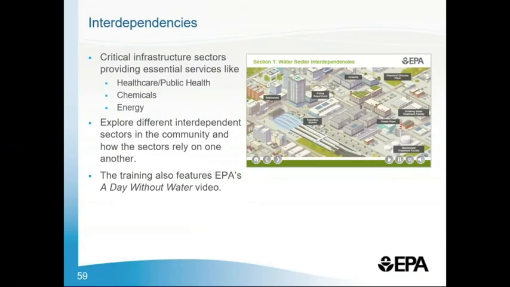I have a couple screenshots from each of these tools, and I want to walk you through just to give you a preview of what these look like. For the training, for the interdependencies, we provide a map here of the critical infrastructure sectors for services such as the healthcare and public health sector, the chemicals and energy. You can mouse over each of the various interdependencies, and it gives you further information to help you understand how they work together. You explore the different sectors in the community, and you understand better, just by the map and the following slides, how those rely on each other.